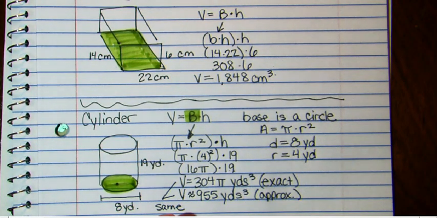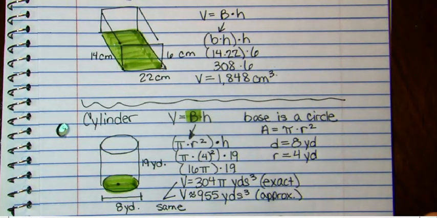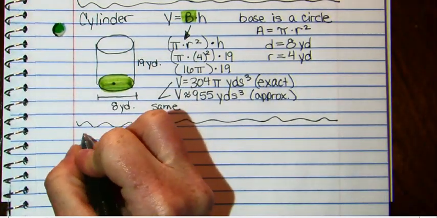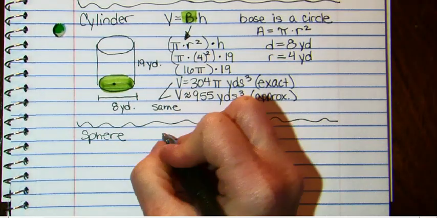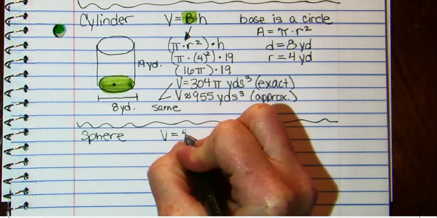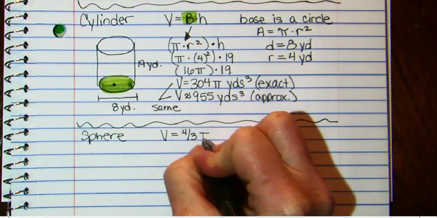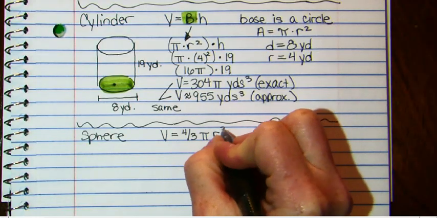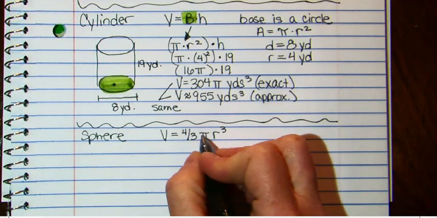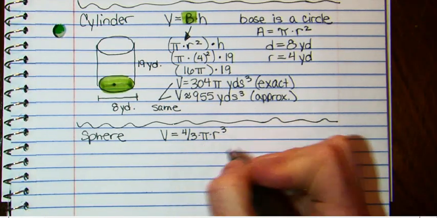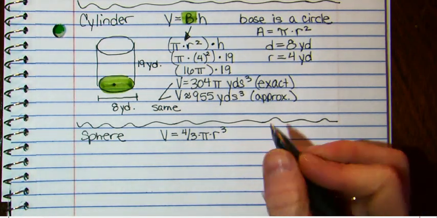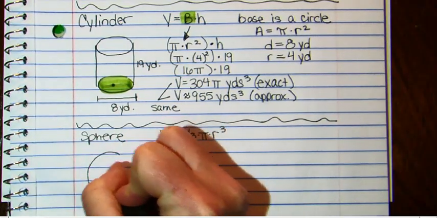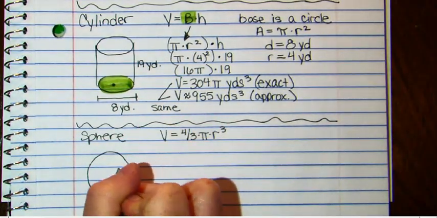All right, let's look at the last one that we're going to go over for today, and that one is a sphere. So for the volume of a sphere, again, you're looking at your formula sheet, and volume will equal 4/3 pi r cubed. So that means 4/3 times pi times the radius cubed. The only thing being cubed here is the radius. And we have an example on our notes. So let's go ahead and draw our diagram.